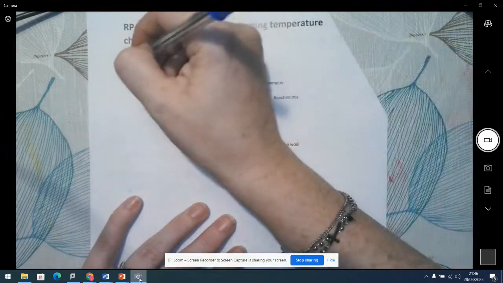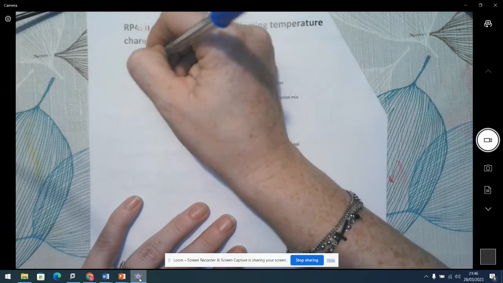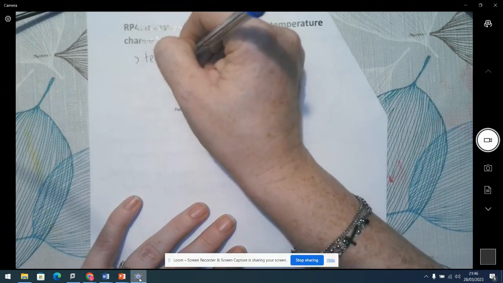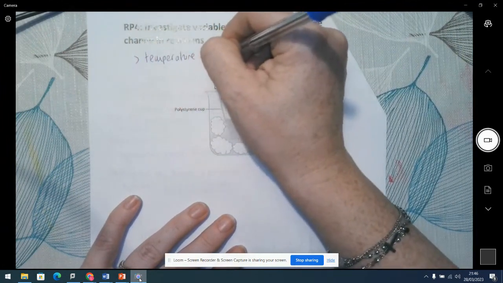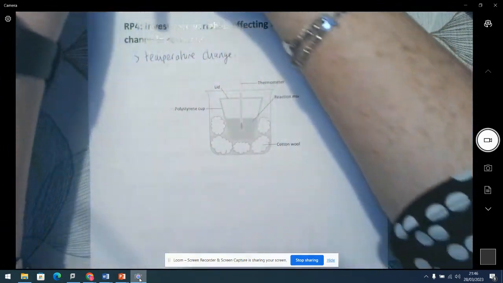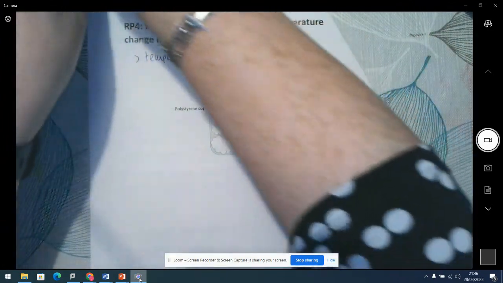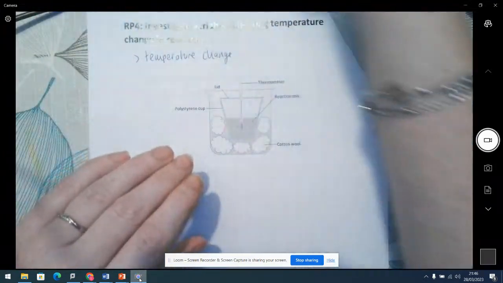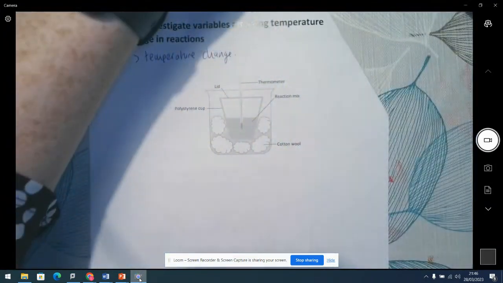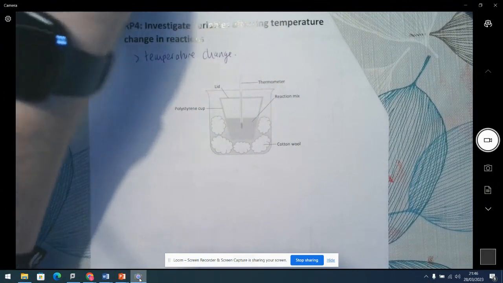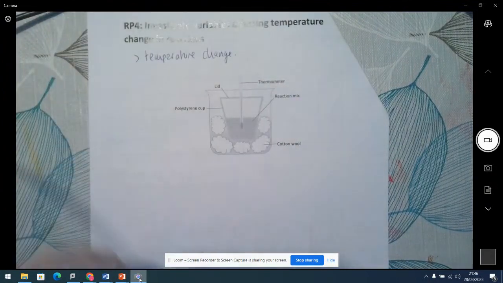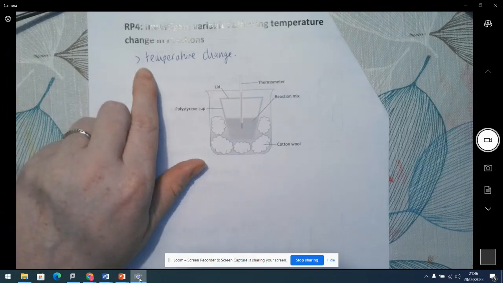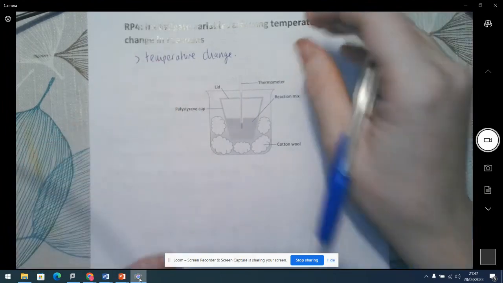And the key thing is about knowing we are investigating temperature changes. And when you see that come up in any exam type questions, then the first thing I want to pop into your head is this idea of the polystyrene cup. Okay, so polystyrene cup experiment is the one we're talking about here when we're talking about investigating temperature changes.